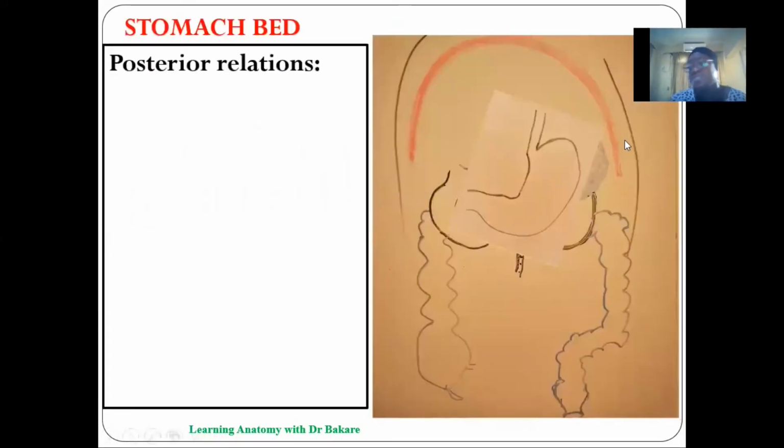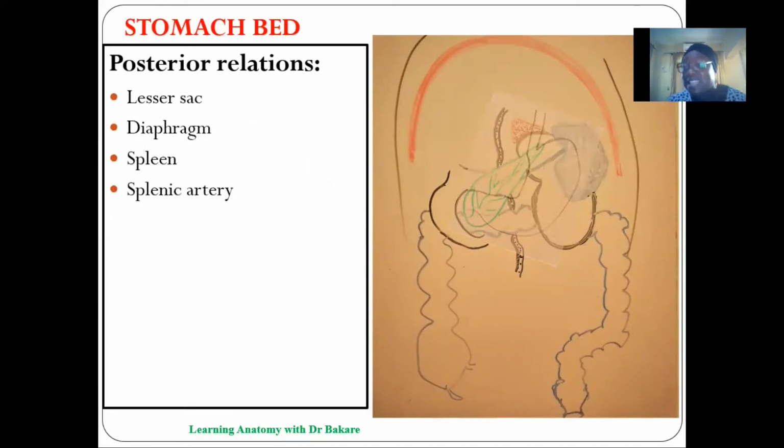So going to the posterior relation, this means that there are structures or organs that are seen behind the stomach, and this of course forms the stomach bed. So when we try to remove the stomach, the structures that we would see behind it include the lesser sac, the diaphragm. Also, as we've described in our initial slide, we said that it's like an inverted bowl that has anterior and posterior extension. So it's also definitely going to form the posterior relation of the stomach.